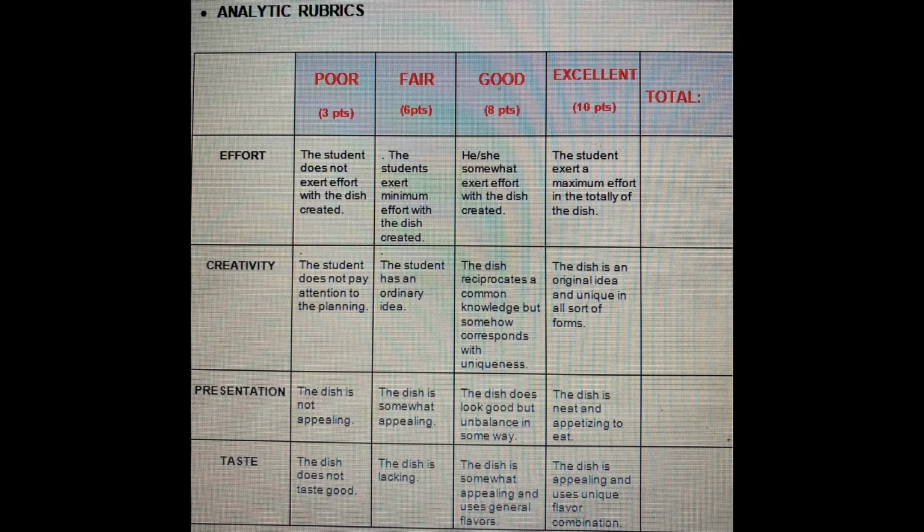For creativity, poor is when the student does not pay attention to the planning. Fair is the student has an ordinary idea. Good is when the dish reciprocates common knowledge but somehow corresponds with uniqueness. And the last, excellent, which is the dish is an original idea and unique in all sorts of forms. For presentation, poor is when the dish is not appealing. Fair is when the dish is somewhat appealing. Good is when the dish does look good but unbalanced in some way. And excellent is when the dish is neat and appetizing to eat.